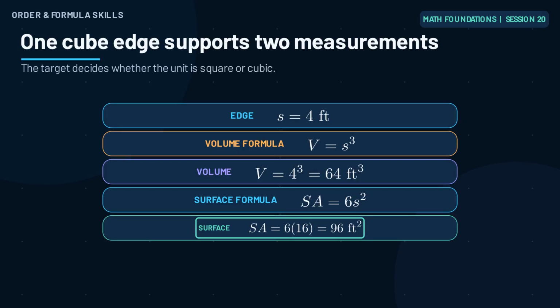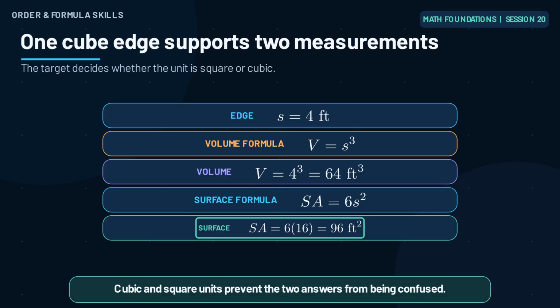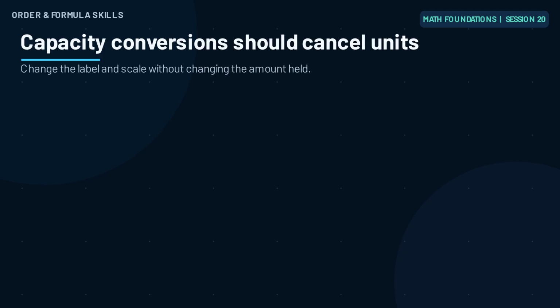The numerical values differ because one measures inside space and the other measures outside faces. Cubic and square units keep the two answers from being confused. The same edge can feed different formulas for different targets. Capacity conversions connect cubic volume to practical liquid units.